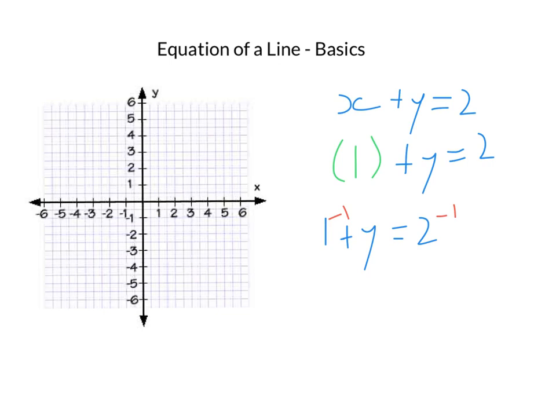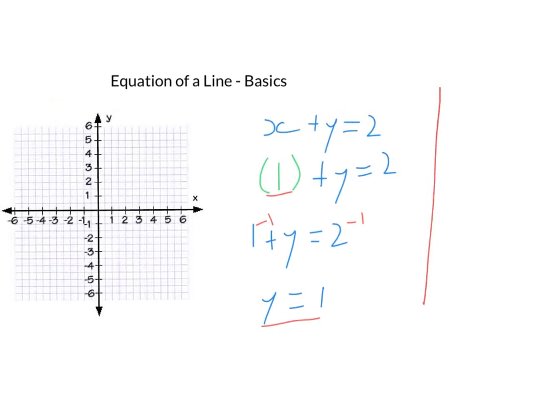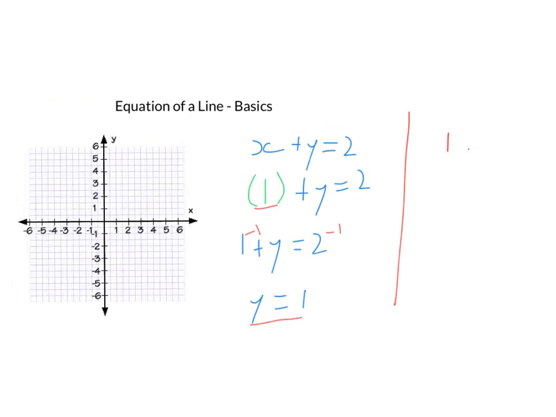On the left side, taking 1 away will cancel out, so we'll just be left with y. On the right side, 2 minus 1 is 1. So the y coordinate will be 1. When x is 1, then y is 1. So we can write over here, we'll keep a list. One of our points is going to be the point 1, 1.